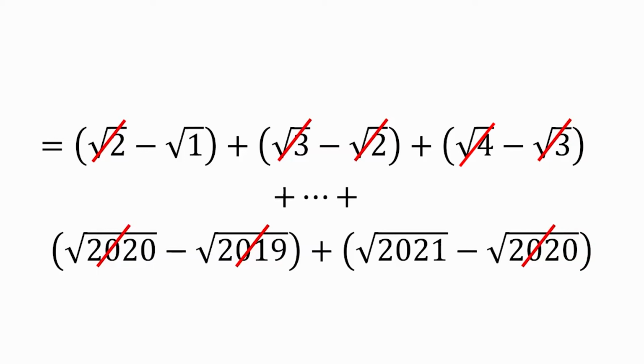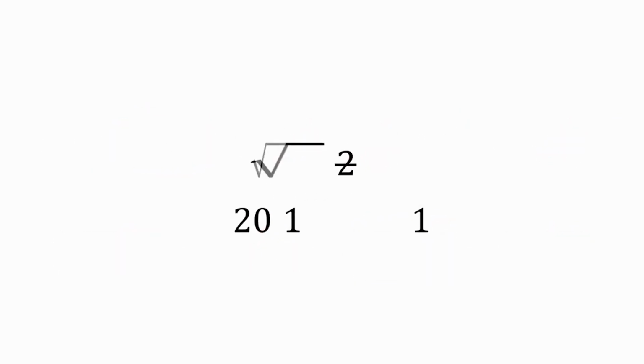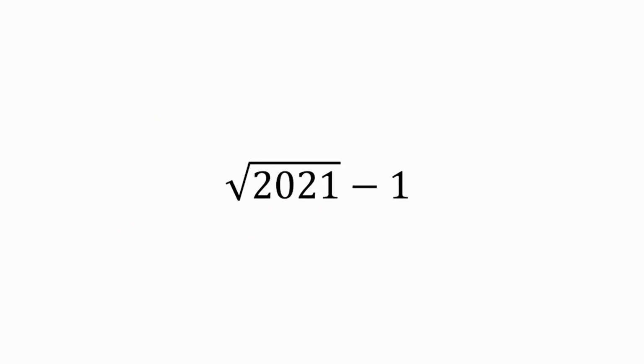It's especially satisfying to know we were able to cancel that pesky square root of 2020. So, the two surviving terms were negative square root of 1 and the square root of 2021. A beautiful example of a telescoping series. And this is our final answer.